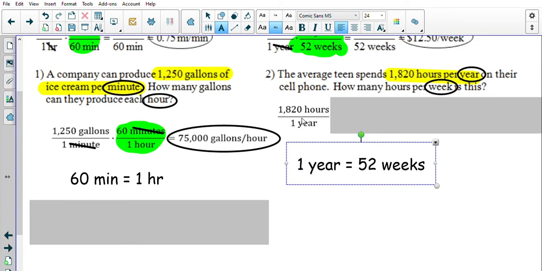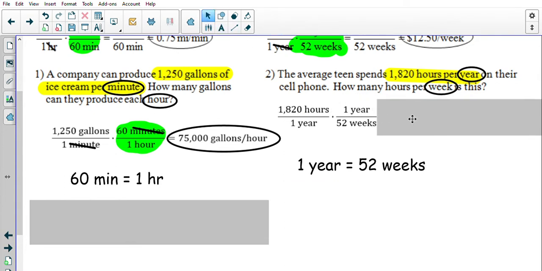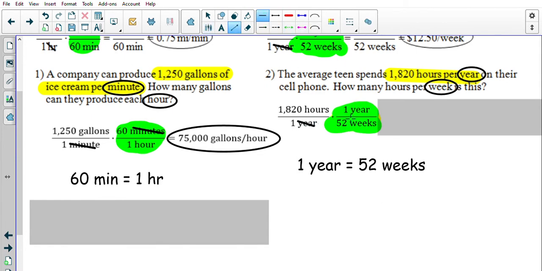Now I have year down here, so that means I want years on the top. So I want years on the top here, 52 weeks on the bottom, and again, it's just taking this conversion and making it into a fraction. Oops, I should highlight that in green for us. It's going to look green once I highlight over it. So again, my unit of measure can cancel out here. We'll get rid of the years.